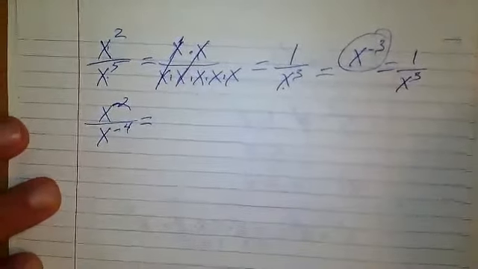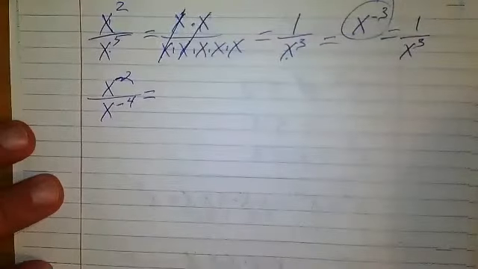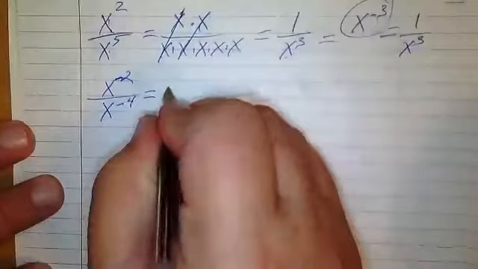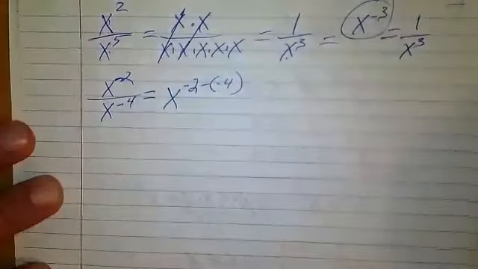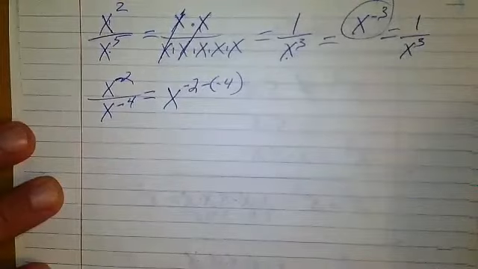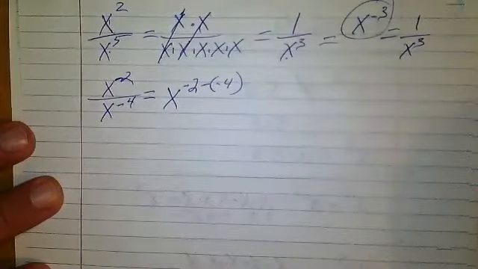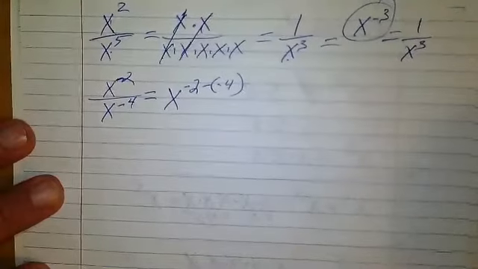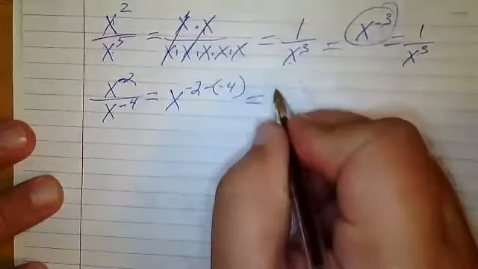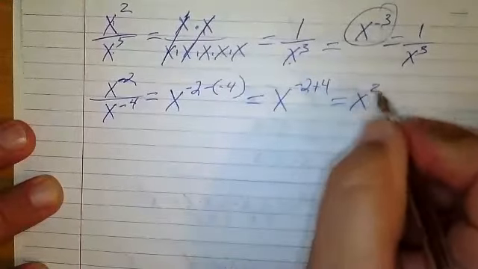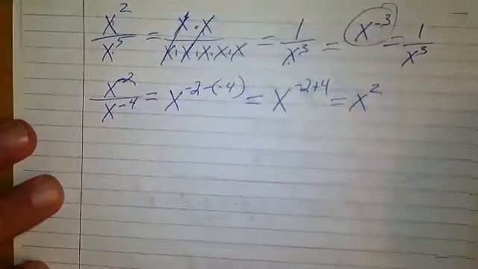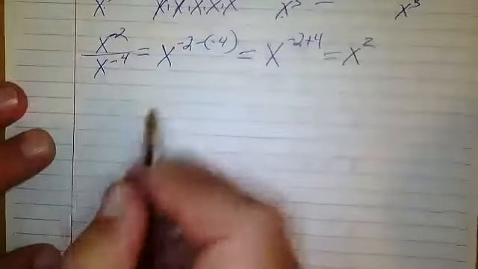Now, if we were going to solve this, we'd have to look at it and say, well, these are both negatives. But the rules are still the same. This is still going to be x to the negative 2 minus a negative 4, right? Remember, that's what we decided our rule was when we were dividing exponents. We subtract the bottom exponent from the top exponent, right? So when I do this, I'm going to get x to the negative 2 plus 4, which is going to be x squared.